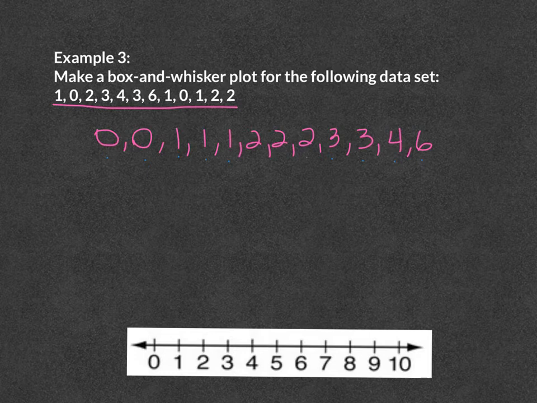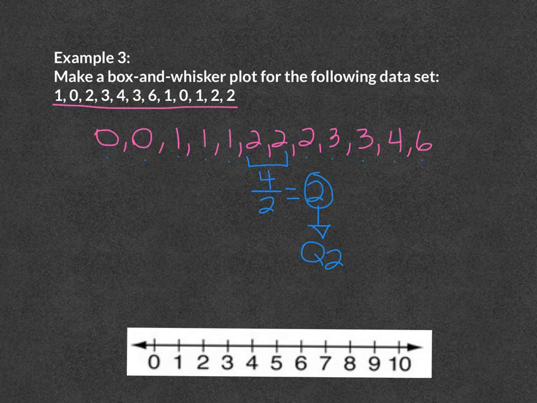So it looks like my middle numbers are 2 and 2. So I'm going to add those together. 2 plus 2 will give me 4. I want to find the average, so I'm going to divide by 2. 4 divided by 2 will give me 2. So 2 is quartile 2.